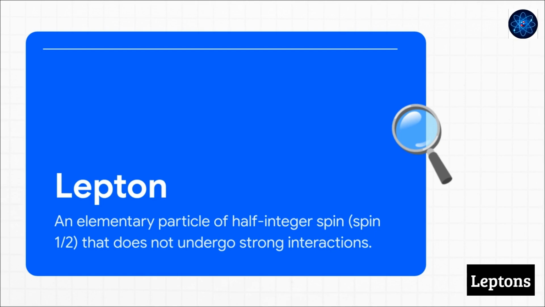But the most important family rule is this. Leptons do not feel the strong nuclear force. That's the super powerful force that glues protons and neutrons together inside an atom's nucleus. Leptons, they're total outsiders to that whole scene.